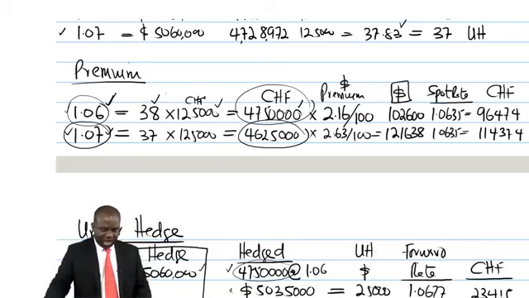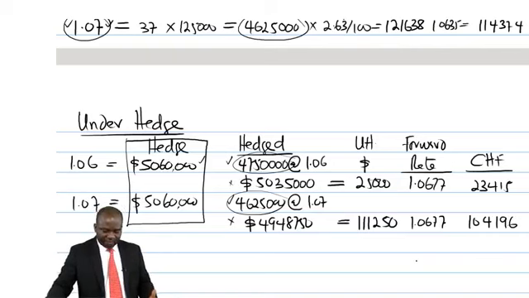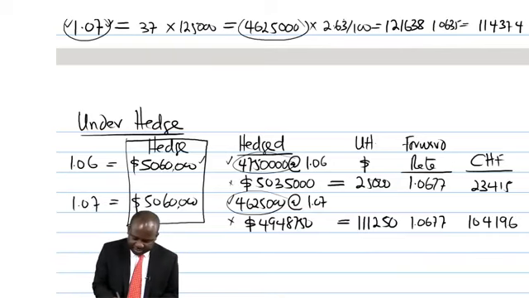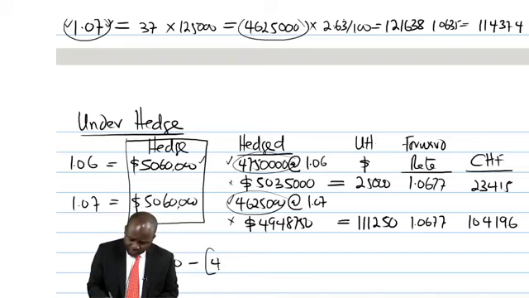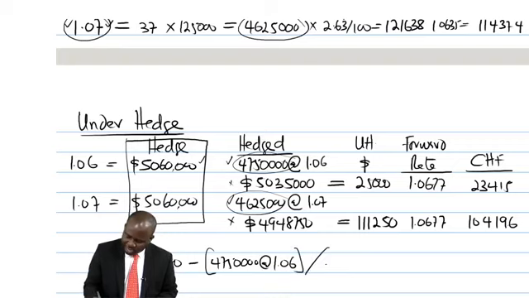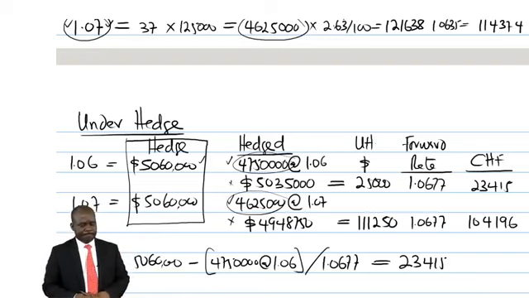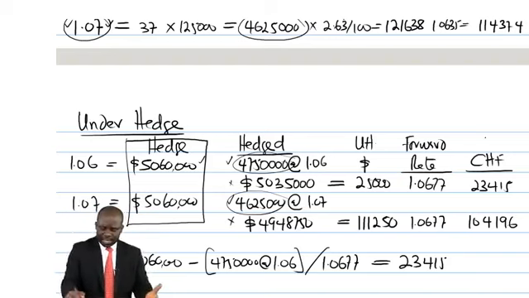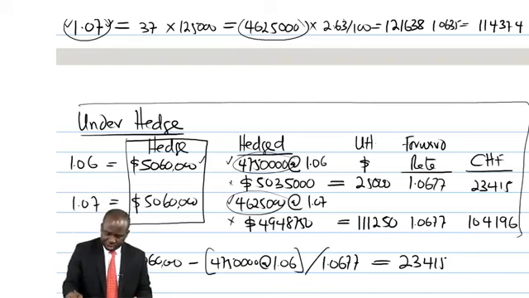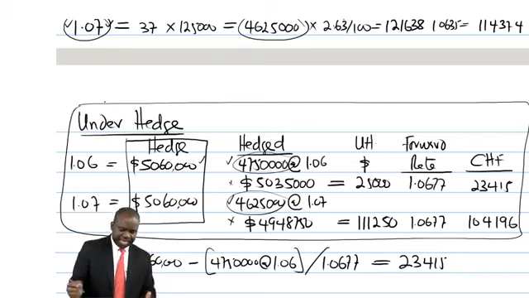So this 25,000, all what I could have done will be the 50.60 minus 475,123 at 1.06, all divided by 1.0677. That would have given me the 23,415 straight. Okay, all this is teaching so that you know where the figures are coming from.